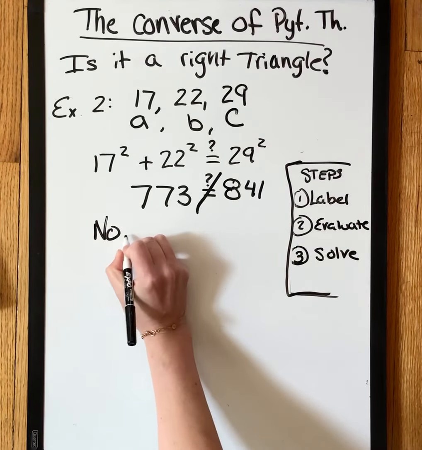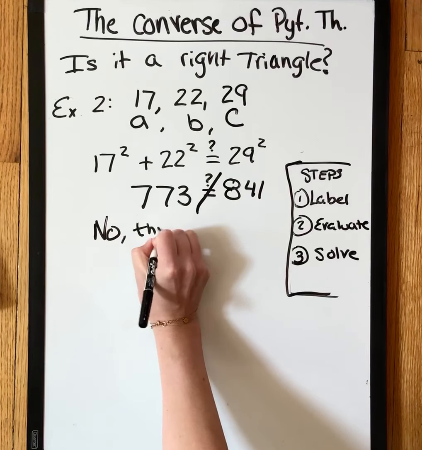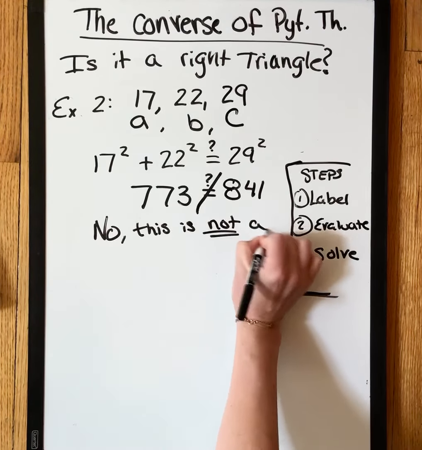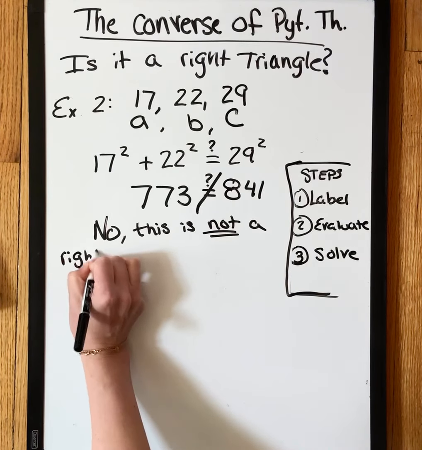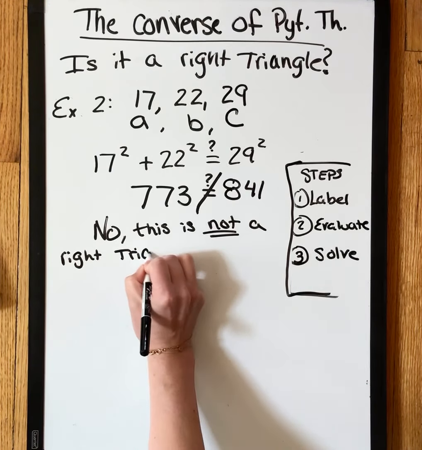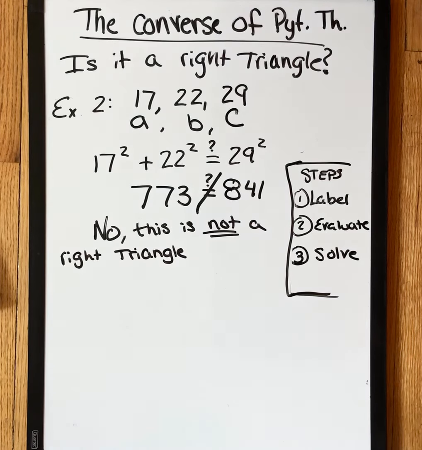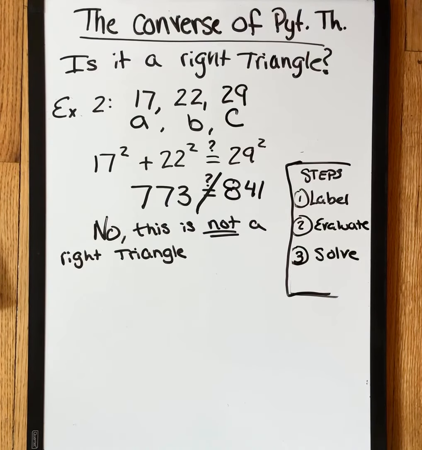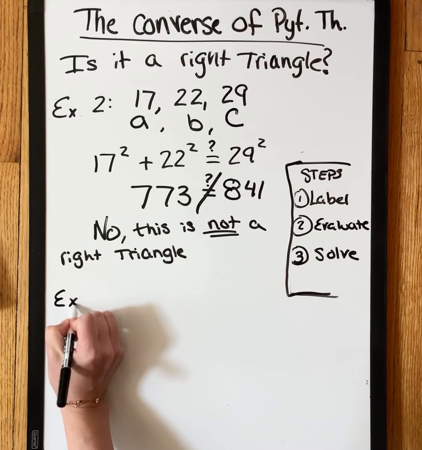So no, this is not a right triangle. It'll still be a triangle, but it won't be a right triangle. Okay? And our justification, our explanation of that, is our work right here. All right? So let's take a look at our last example here. And this is it for the notes this week, so hopefully nice and short.